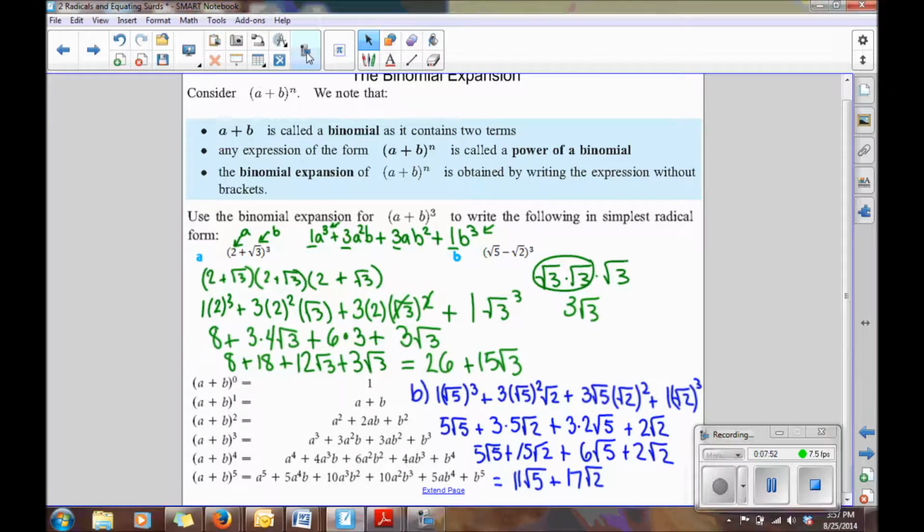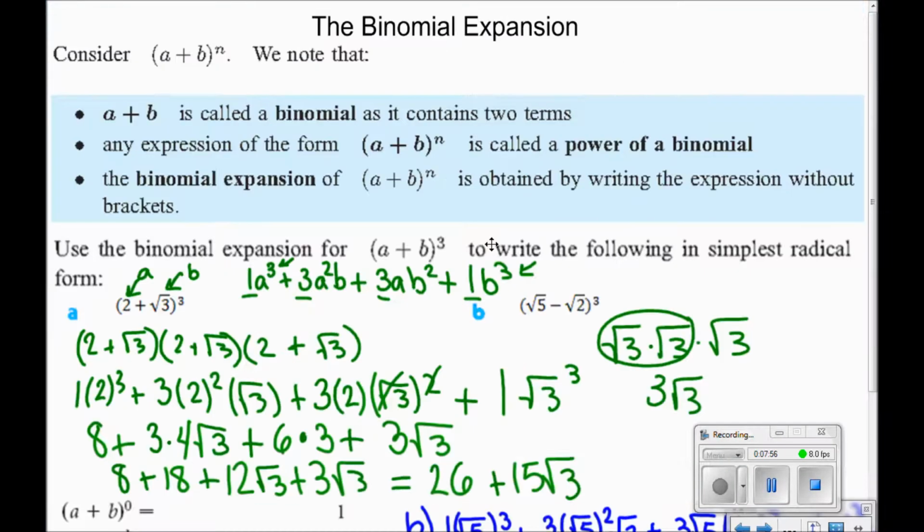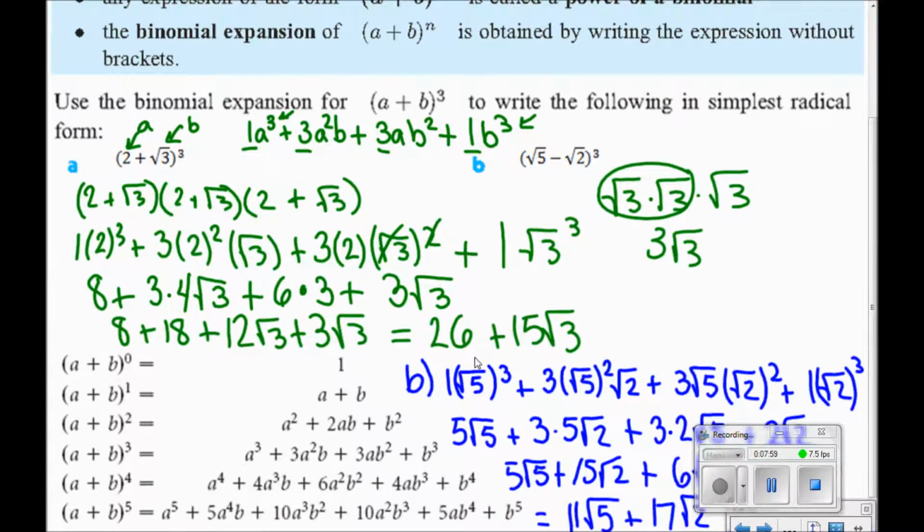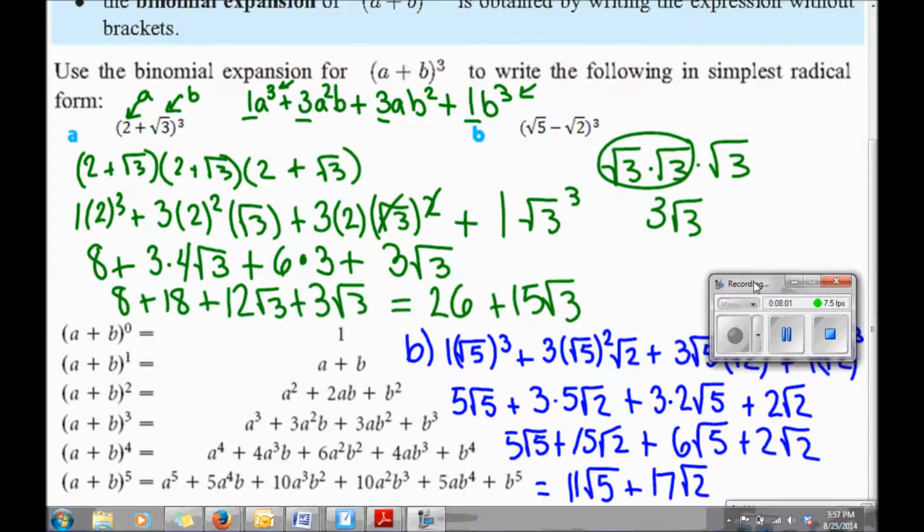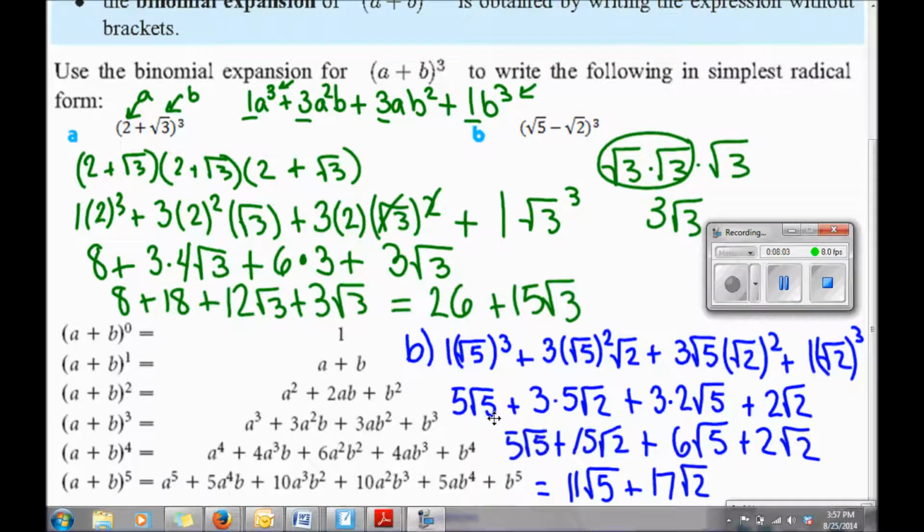Okay, so if you just want to check your answer. So for part B, you should have this. Just remember in the third step here, we can only combine like terms, right? We can only combine like surds. So we've got 5 square roots of 5 plus 6 square roots of 5, so that's 11 square roots of 5. Okay, we can't combine the square root of 2 and the square root of 5. So the 15 square roots of 2 and the 2 square roots of 2 give us 17 square roots of 2.